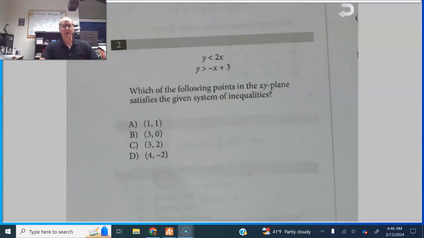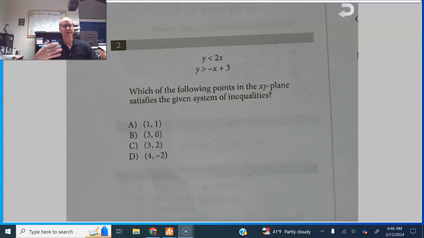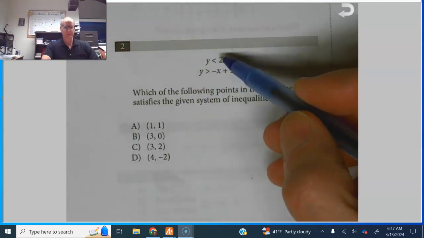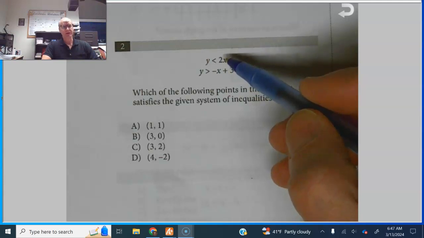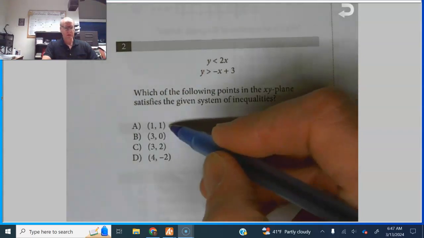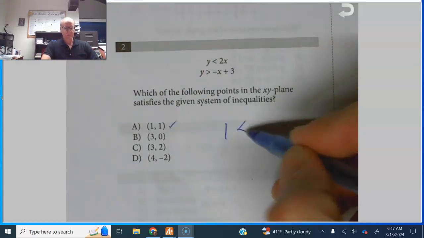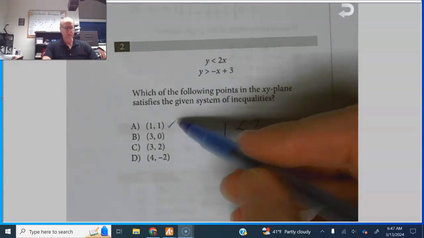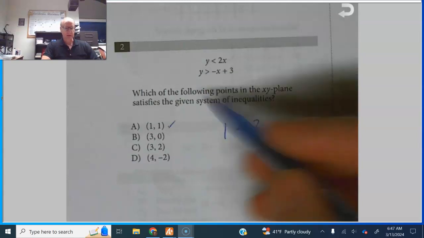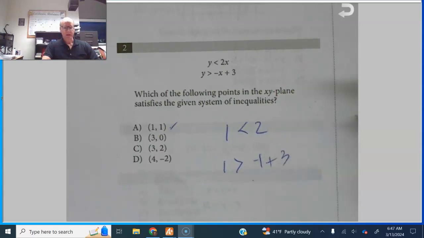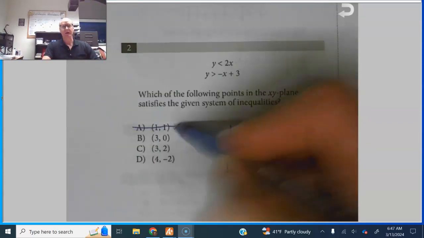This is a set of inequalities, and some people are going to be tempted to try to do the graph on there. You don't have to, because we know that y has to be less than 2x. And what we want to find is the one where it's true for both of these inequalities. So if you try 1, 1, you can find that 1 is less than 2. All I did was put the 1 in for the x and the 1 in for the y. And so it's true for the first one. Now, is it true for the second one? If I put 1 for y and 1 for x, is this true? And it's not. So A is out.